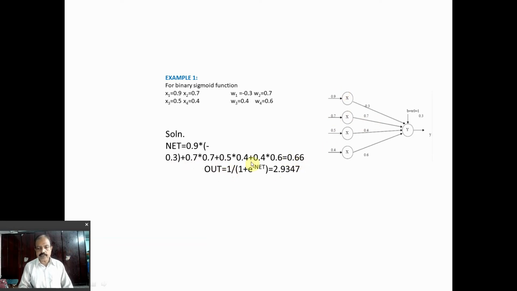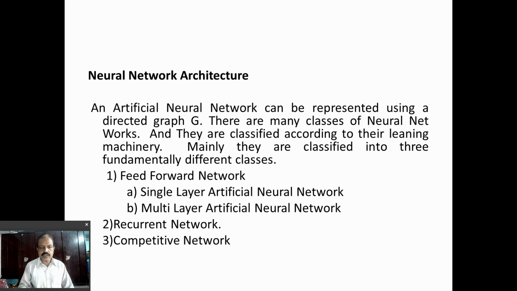So if I am putting this in the sigmoid function, output is equal to 1 divided by 1 plus e to the power minus alpha net. Again I am telling, output is equal to 1 divided by 1 plus e to the power minus alpha net. Alpha is equal to 1, I have taken it here. So the net value is 0.66. Putting all this value, it is coming 2.9347. So it is more than 1, so the output will be 1, right? So in this way we can do it.